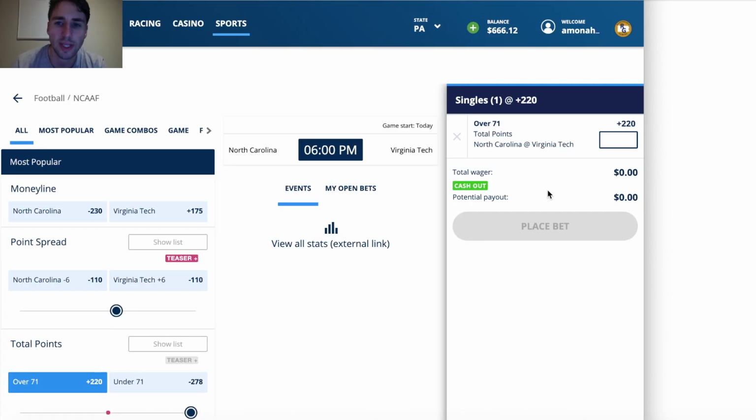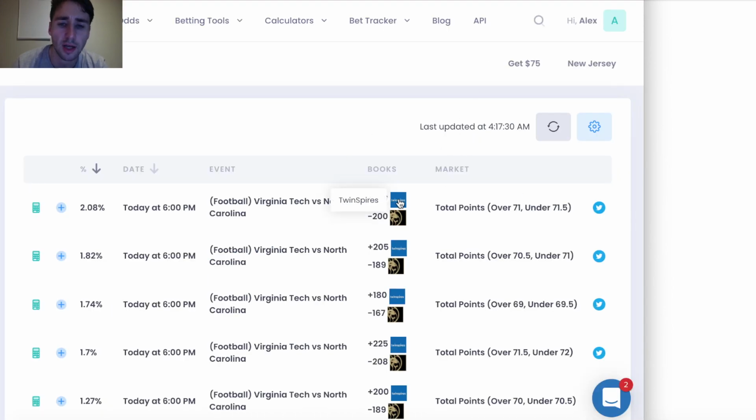So we can see on Twinspires this over 71 points in the Carolina versus Tech game is plus 220 odds. Before we dive into the math, we'll place our bets, and the under 71.5 points is minus 200 odds on BetMGM. Again, all sportsbooks have different odds. That's what makes them unique. They don't want their lines to be the same as other bookmakers. So sometimes when these line discrepancies get too far out of sync, there are opportunities where you can come in as a bettor, find two equal and opposite bets and lock in a risk-free profit or a middle, which is what we're going to do here.